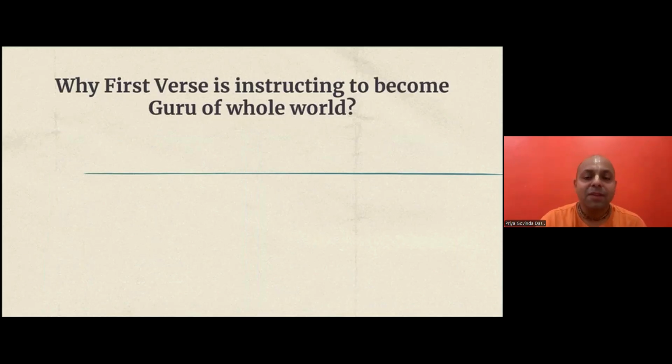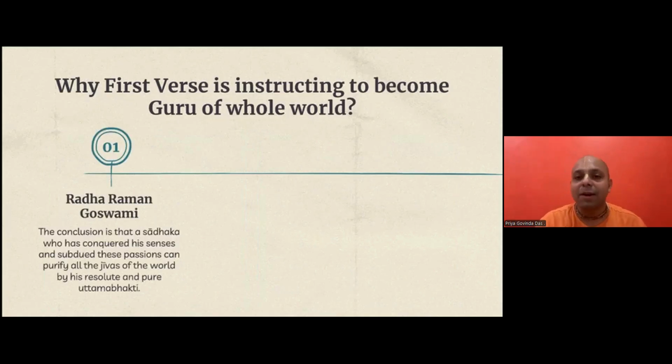There is one acharya named Radha Raman Goswami, in the line of Gopal Bhatt Goswami. He says, somebody can read? The conclusion is that a sadhaka who has conquered his senses and subdued these passions can purify all the jivas of the world by his resolute and pure Uttama Bhakti. Correct. So actually, he says that Chaitanya Mahaprabhu said, "Yaro dekho tare go Krishna upadesh, amara ho gaya guru hoya tare desh." Chaitanya Mahaprabhu said all of you should become guru.